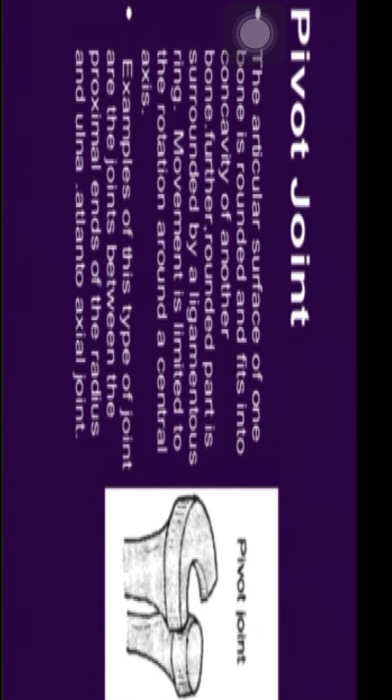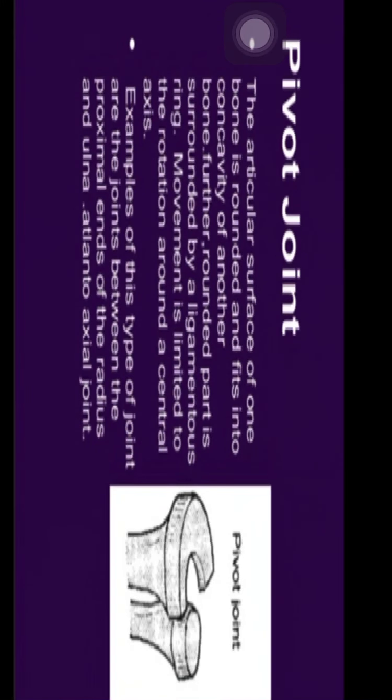Now the next type of joint is the pivot joint. This joint is present between the skull and the first vertebra, or you can easily understand it is present between the skull and the neck part. With the help of this pivotal joint we can move our head up and down and in a sideways direction.